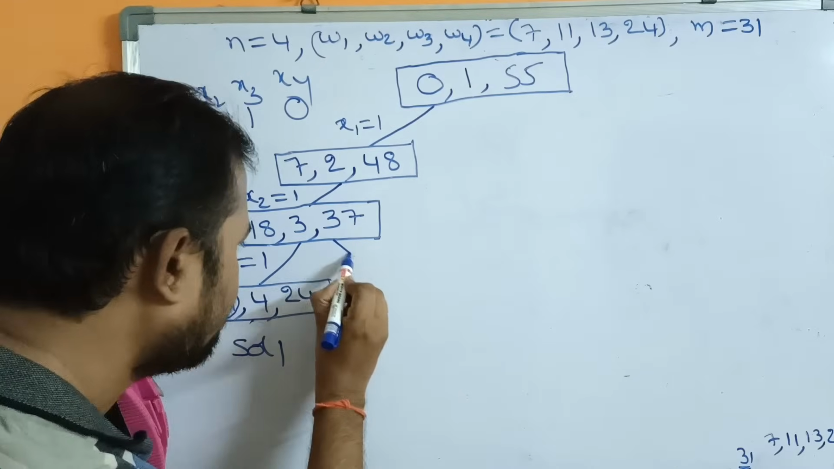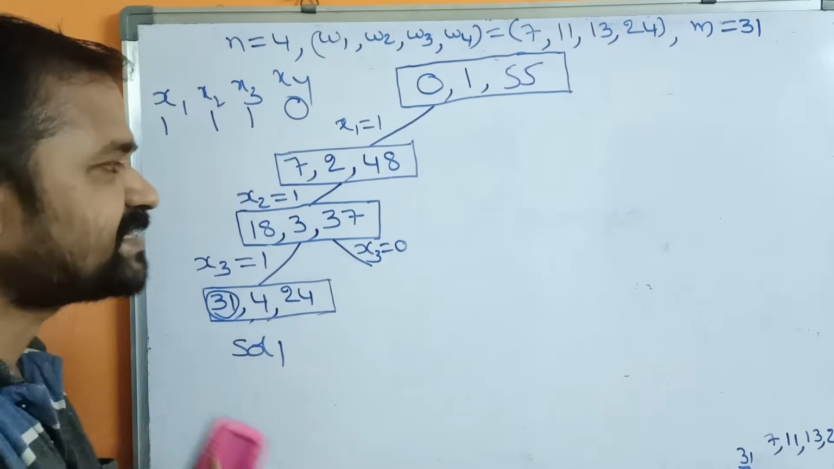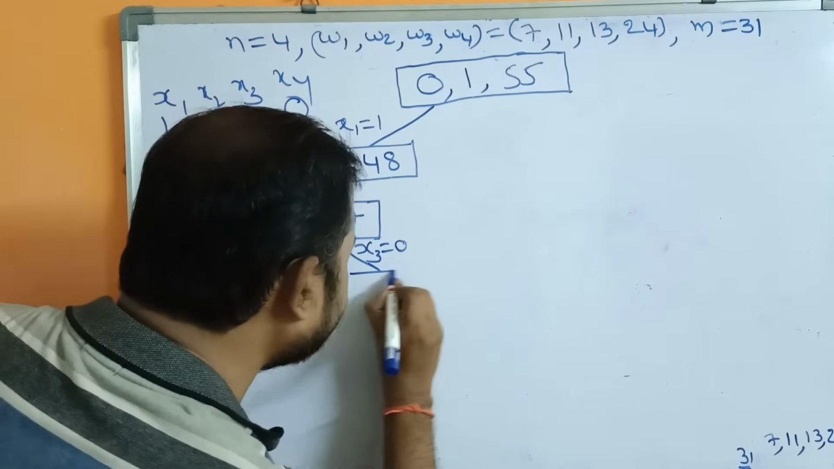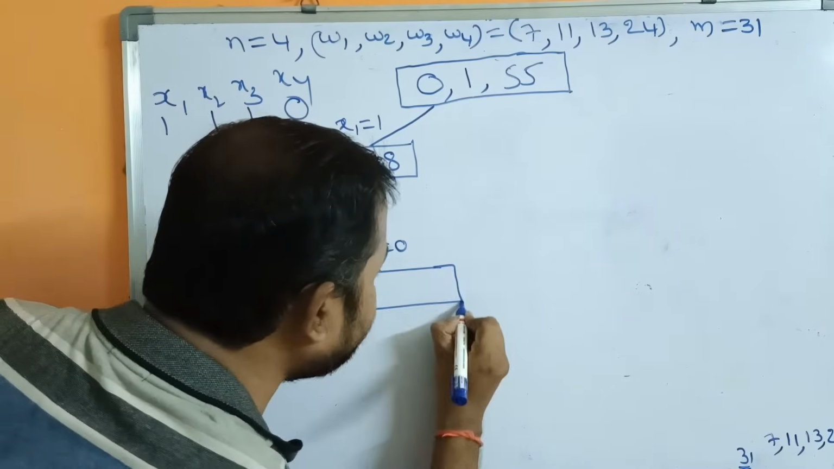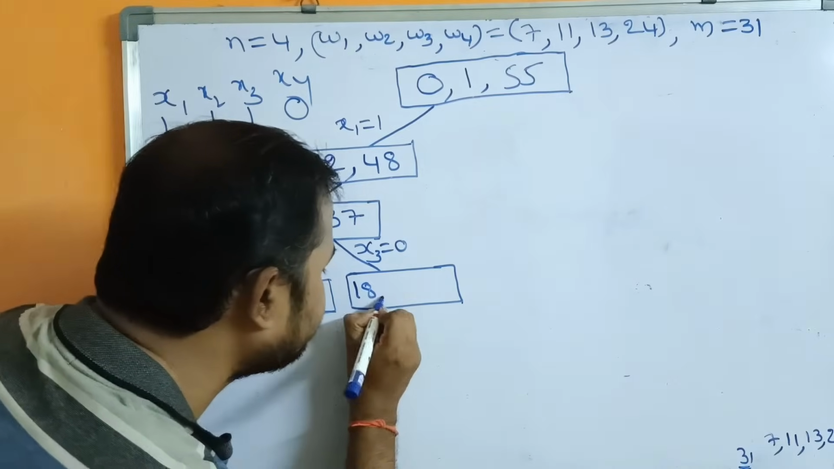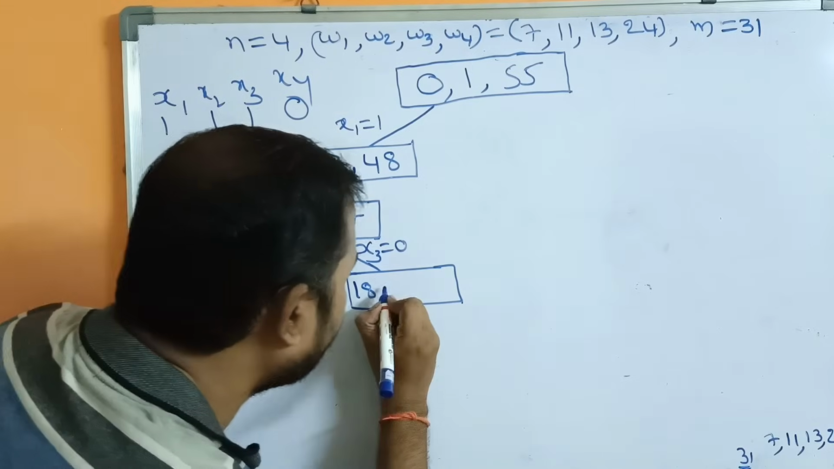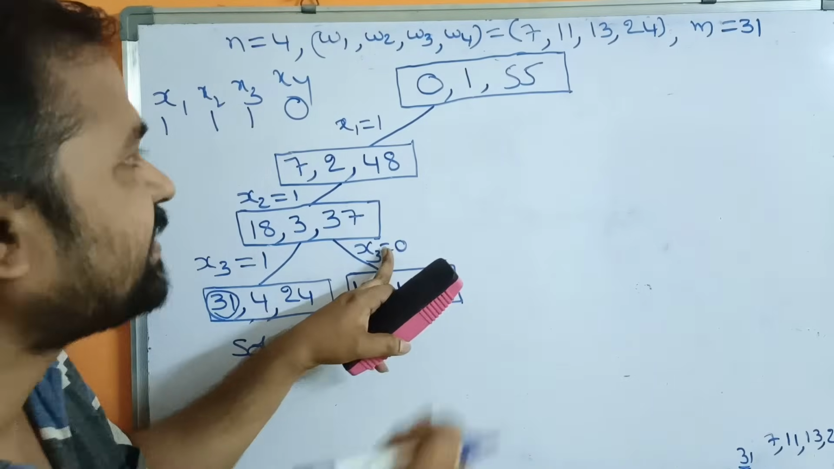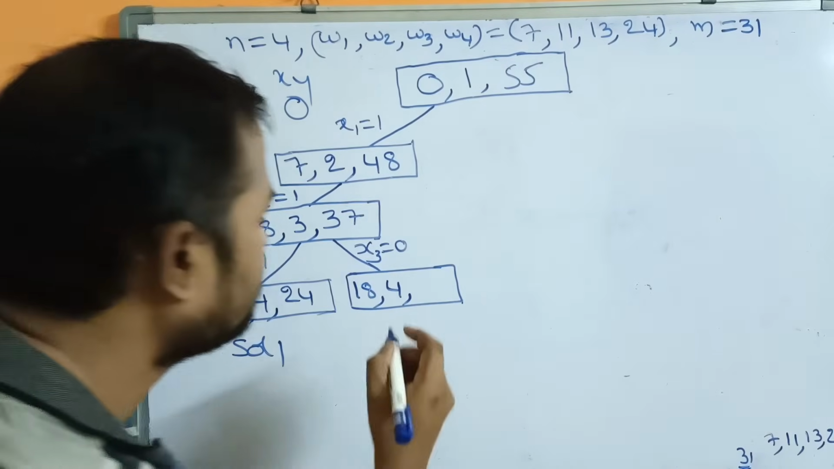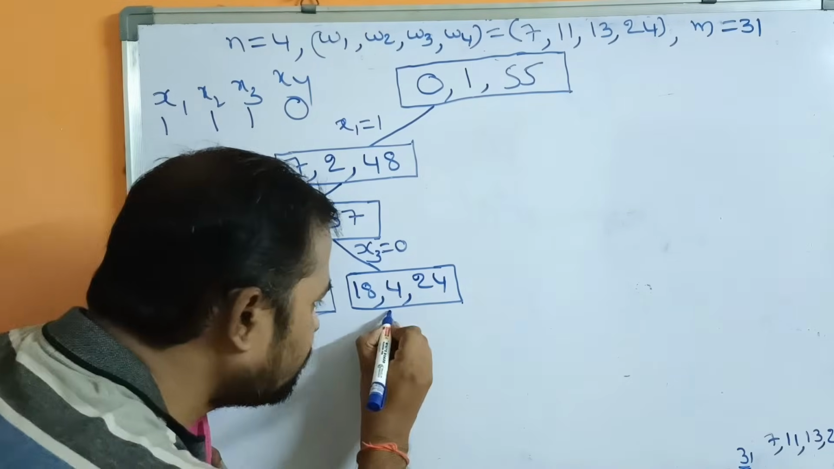So here x3 is equal to 1 is over. Next we have to take x3 is equal to 0. x3 is equal to 0 means we are not considering the third object. If we don't consider any object, then we have to write this sum as it is, 18 comma. Next we have to perform the operation on the fourth object, so 4 comma. The third object weight is 13, so we need to subtract this 13 from 37. So 37 minus 13 means 24 only.